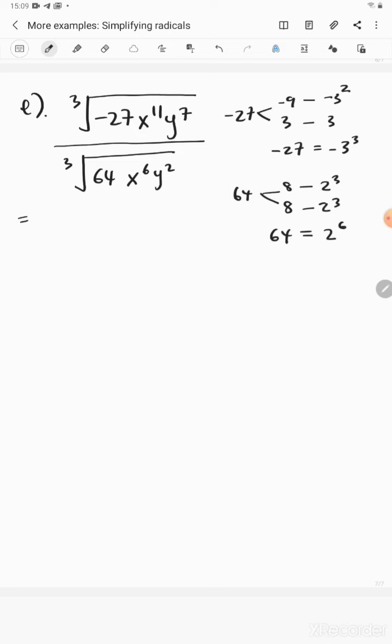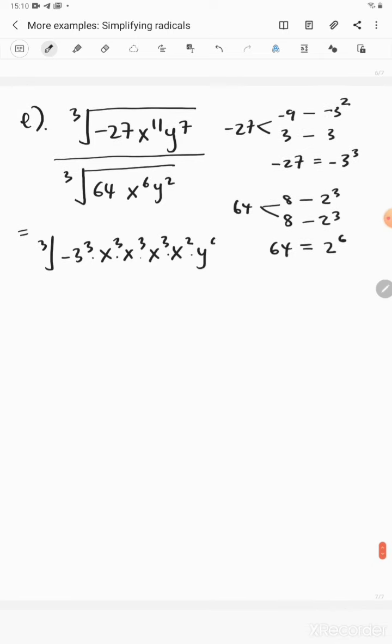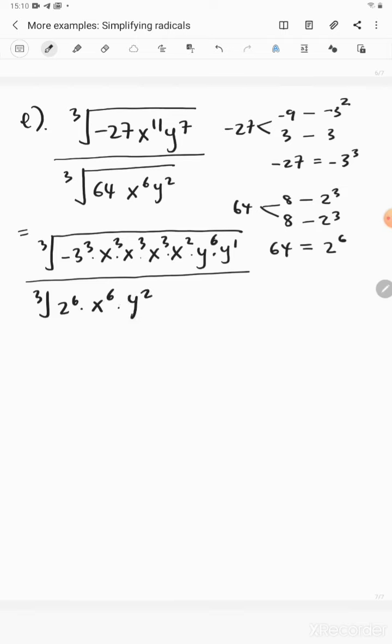Alright, so now we put it into the question. Now negative 3 power of 3 multiplied by x power of 3, x power of 3, and x power of 3 multiplied by x power of 2, so that we get 11. And y, because my space is not enough, I just write here y power of 6 and multiply by y, we get y power of 7. Okay, so this is the numerator part. How about the denominator part? We get here 64 equal to 2 power of 6, multiply x power of 6 and y power of 2.